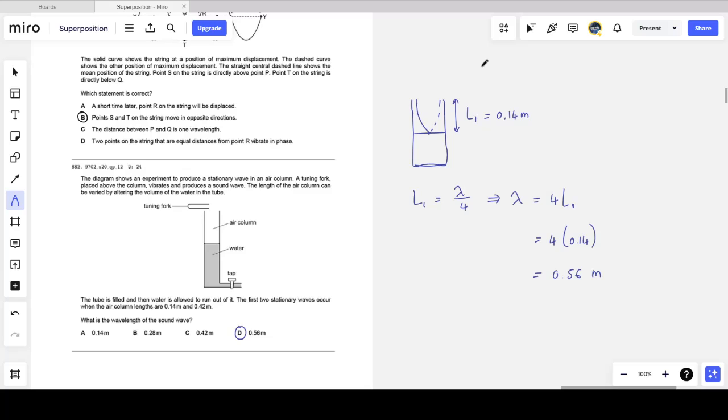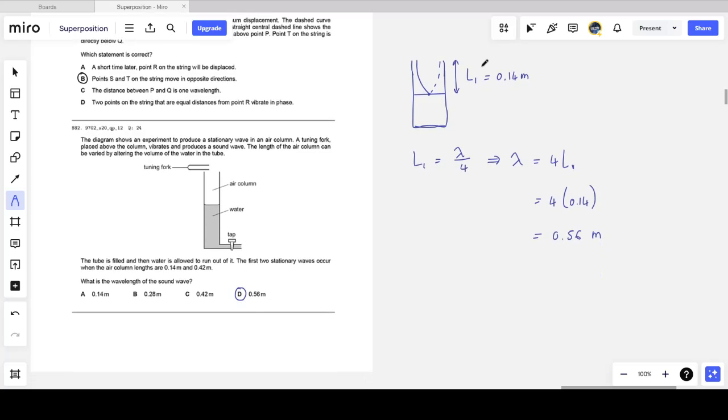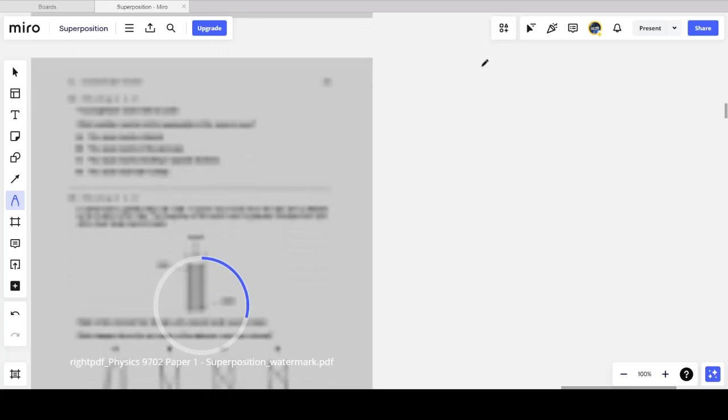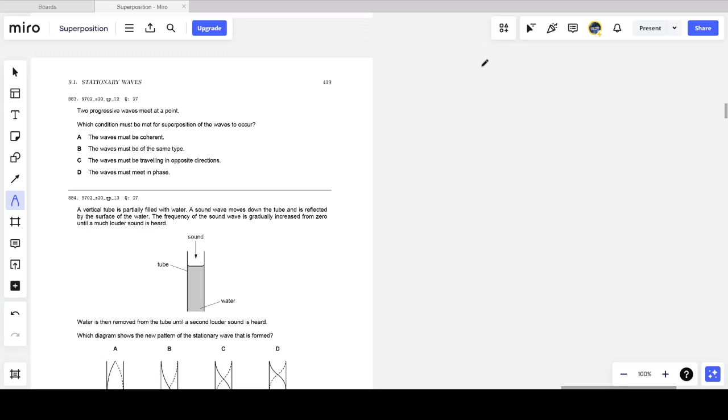If I redid this calculation with the new column of air of length 0.42 meters, I would still get the same wavelength. So you could save time, and without having to set up a system of simultaneous equations, you could have done it with just one piece of information. So that's question 882. The next question is 883. It is from the summer 2020 exam. It's question paper 1, variant 2, and it's question 27 from the paper.